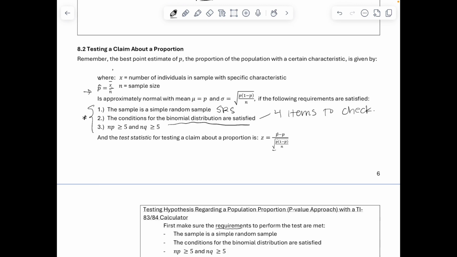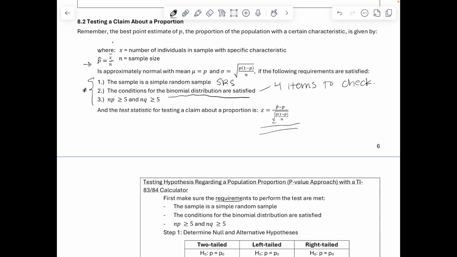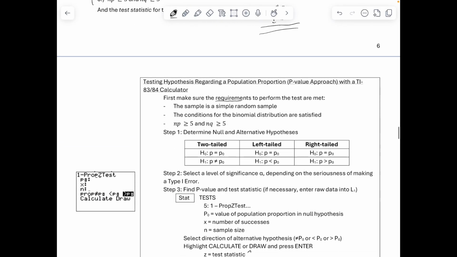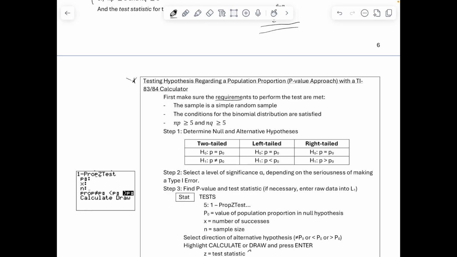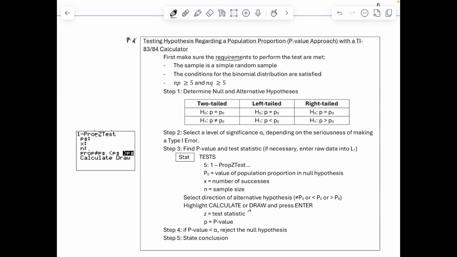Our test statistic, which we're going to calculate using a graphing calculator, is given. On the top of the next page, it says testing the hypothesis regarding a population proportion using the p-value method with a TI-83 or 84 graphing calculator. First, you need to make sure the requirements to perform the test are met, as talked about right above. Definitely check those unless otherwise stated that they've already been met.